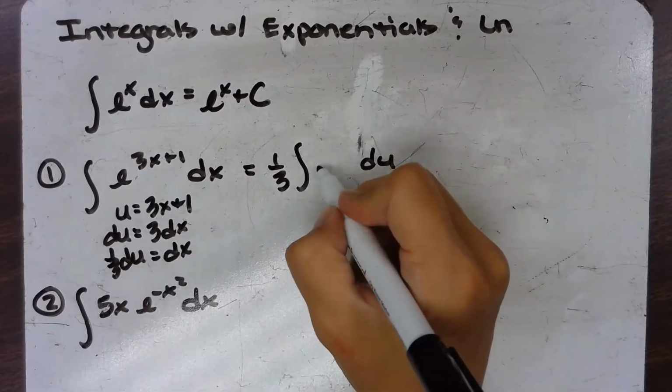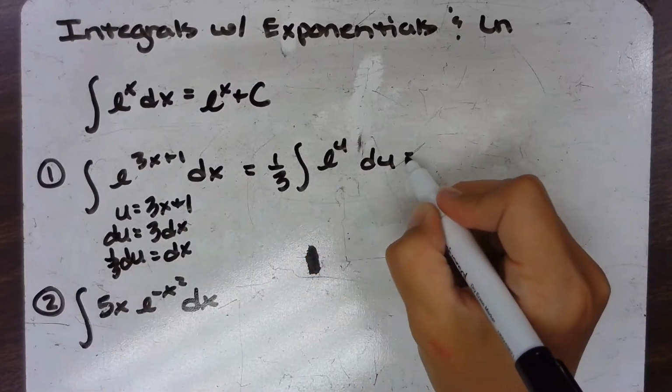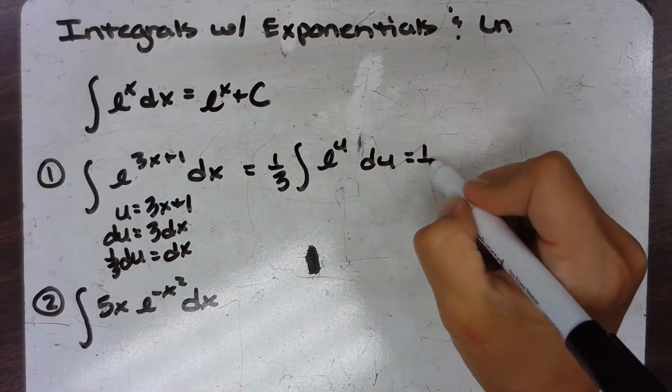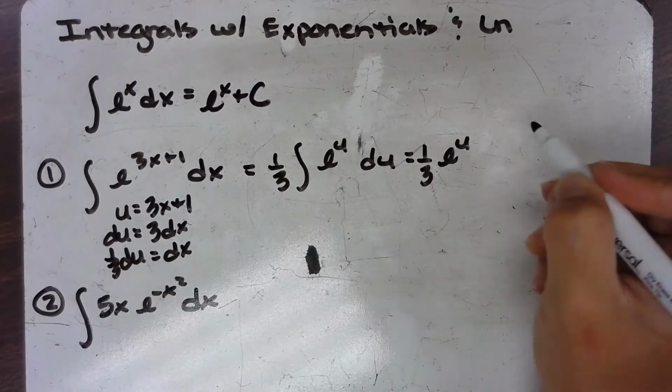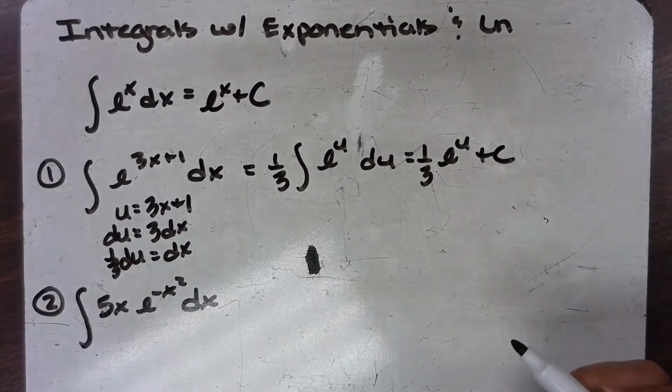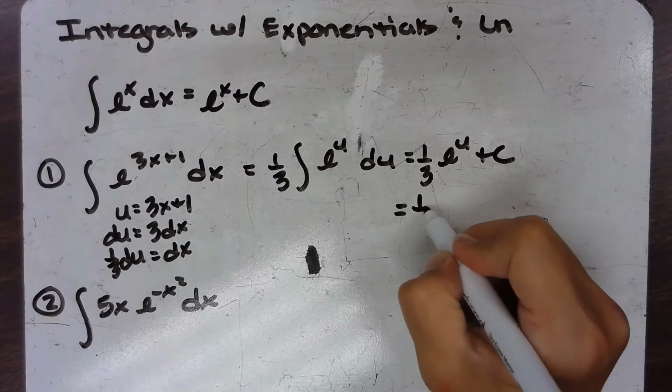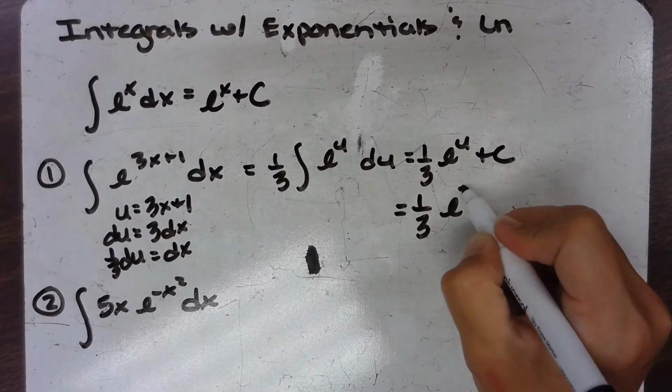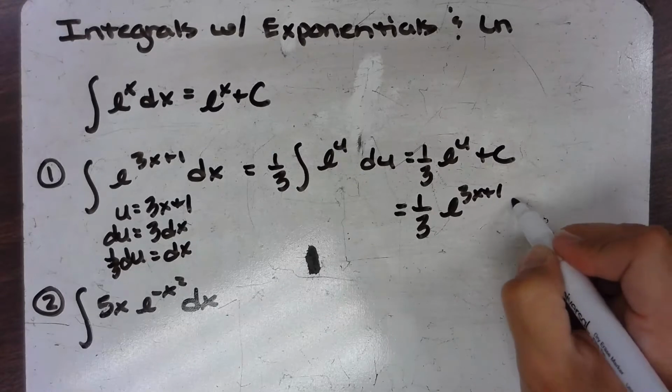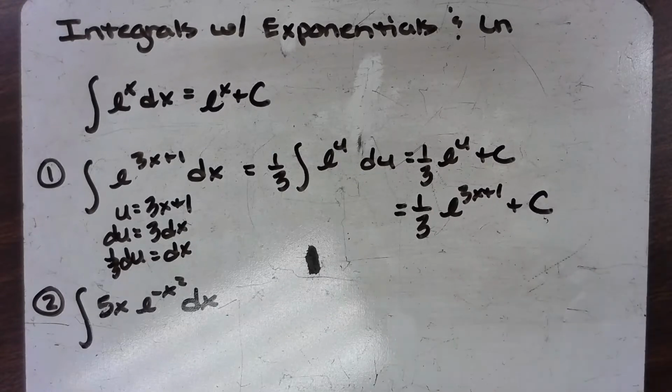All right, and now I can say e to the u. Well, here when I integrate, it's going to be 1/3 e to the u plus c. Now we just need to replace u. It's going to be 1/3 e to the 3x plus 1 and then plus c. All right, moving right along. We're going to do the same thing here.